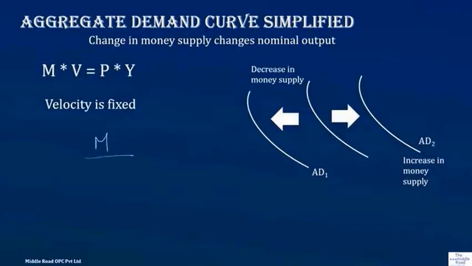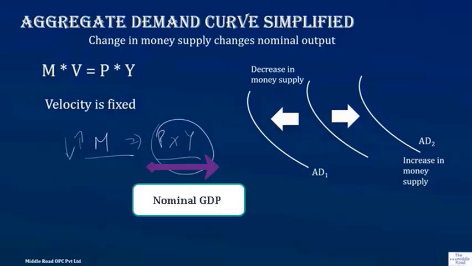MV is equal to PY. Now let's say I keep velocity fixed, and M is the money supply. As I change the money supply, the nominal output changes, since output is related to the quantity of money supply. When I decrease the money supply, the curve shifts to the left. When I increase the money supply, the curve shifts to the right. This is just to give you a fair idea of how this is used. PY is in nominal terms, not real terms. Basically, it's an increase in the price level.